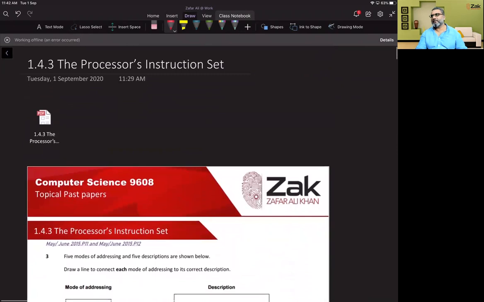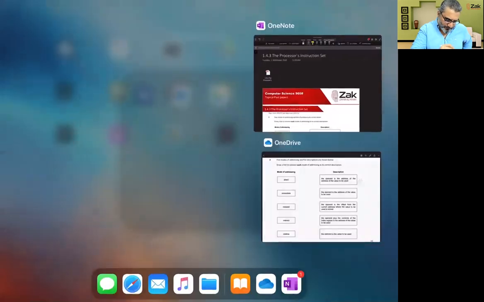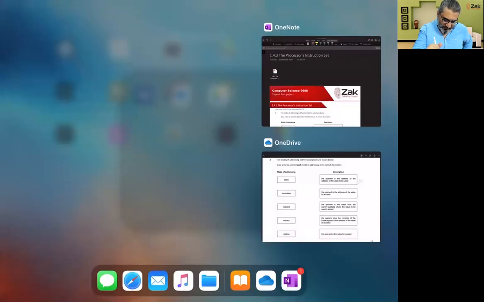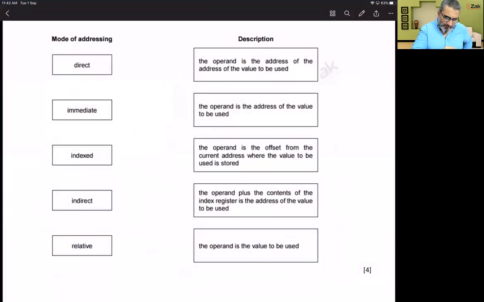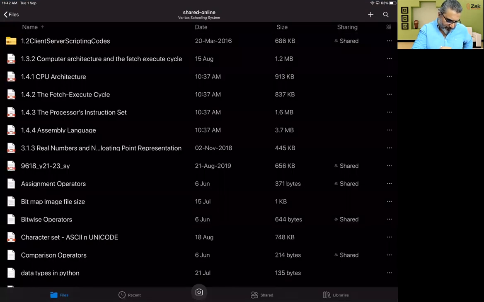The last part, 1.4.4 assembly language, and I believe that we have already completed it. When we were doing the topic during the lecture, we completed assembly language, and I also shared this document with you. Let's see.